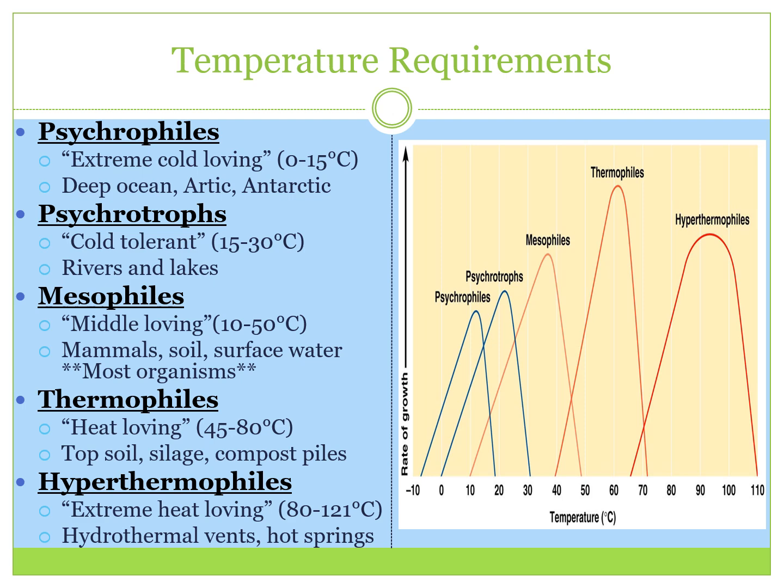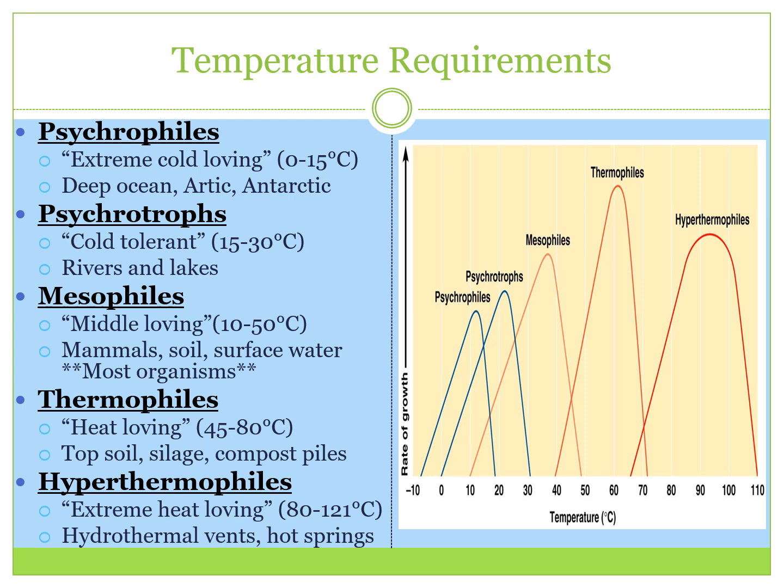So we fall in this range. Soil, surface water, most organisms. And when I say we fall in this range, I mean they like to live inside of us. We are within that range that mesophiles are able to survive at. They are the middle-loving temperature microbes.